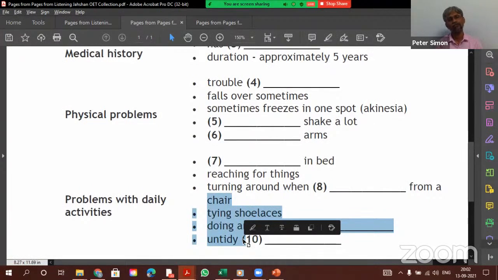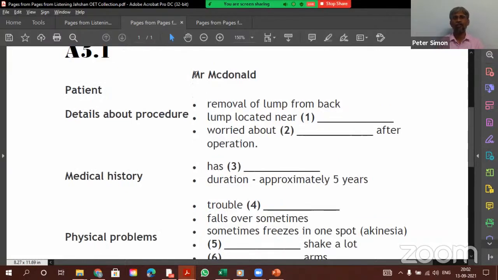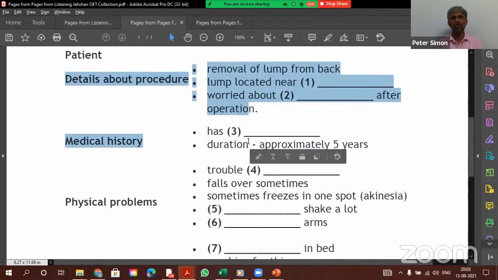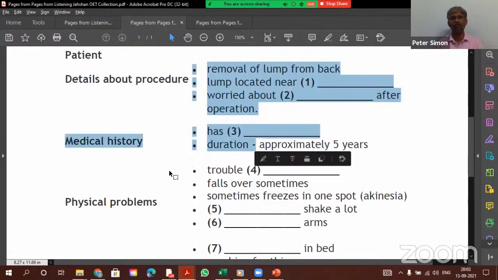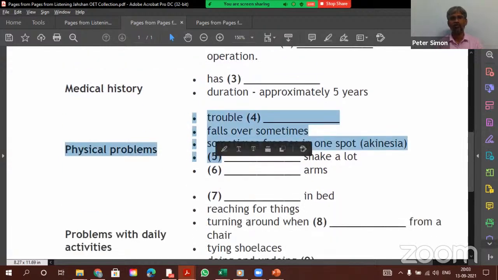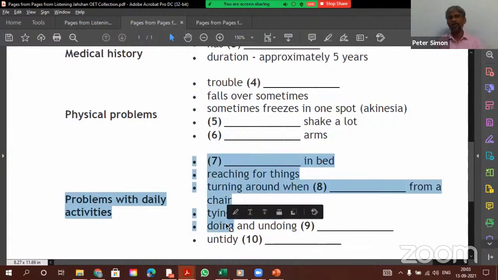Try to understand that. The same thing, this is indirectly a letter. You can see the points there. First is the introduction: I am referring Mr. McDonald, whose lump has been removed from the back recently, for further care and management. That is the first paragraph. Then the medical history is the second paragraph. Physical problems or management is the third, and problems is the fourth paragraph. Four paragraphs are there.